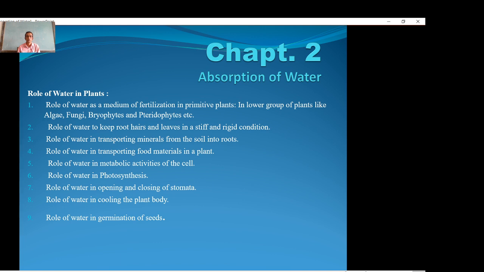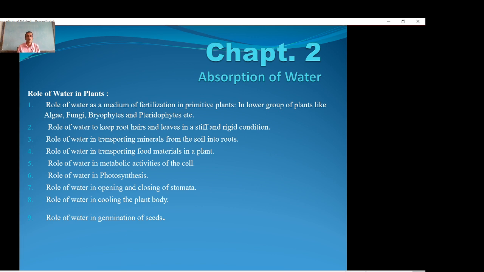Then the next role of water is in photosynthesis. We know the process of photosynthesis: the plant produces its own food material with the help of chlorophyll and sunlight, in the form of glucose, means carbohydrate. For this reaction, water plays the main role. Water breakdown releases H plus ions, and these H plus ions reduce the CO2. Then CO2 is converted into carbohydrate. This is one of the main roles of water in photosynthesis.